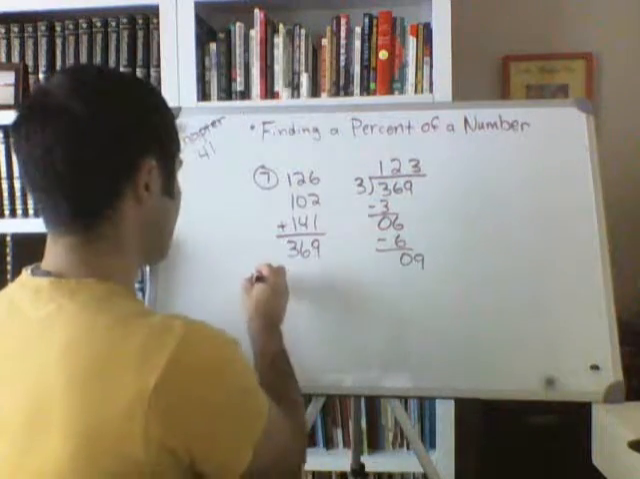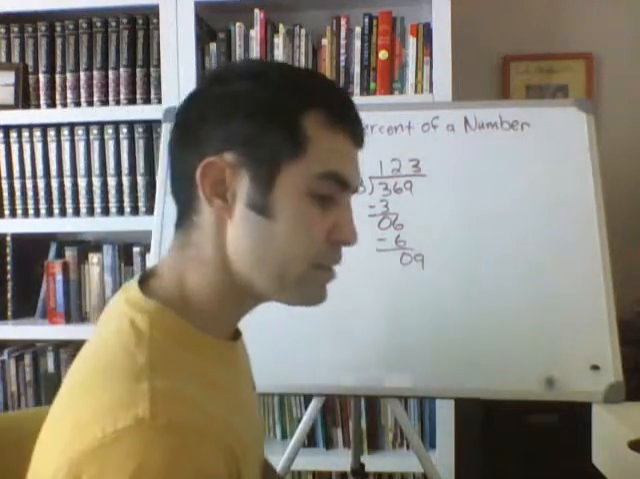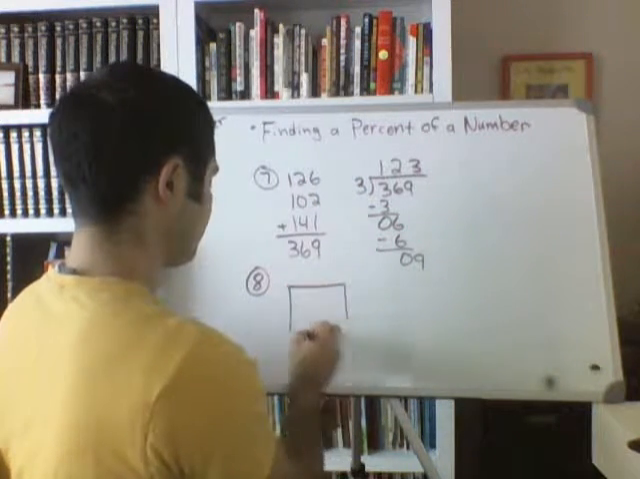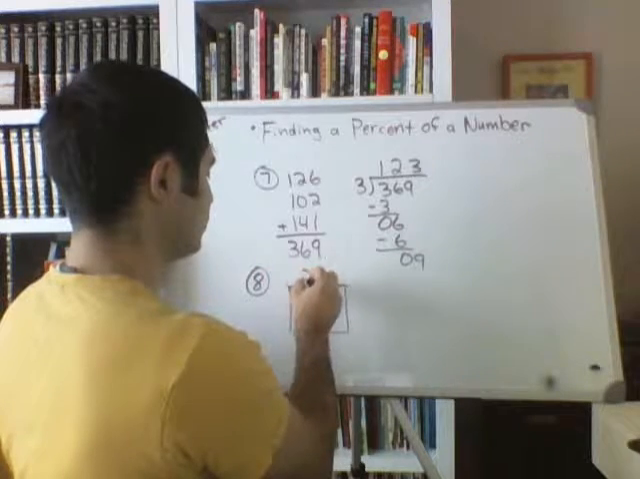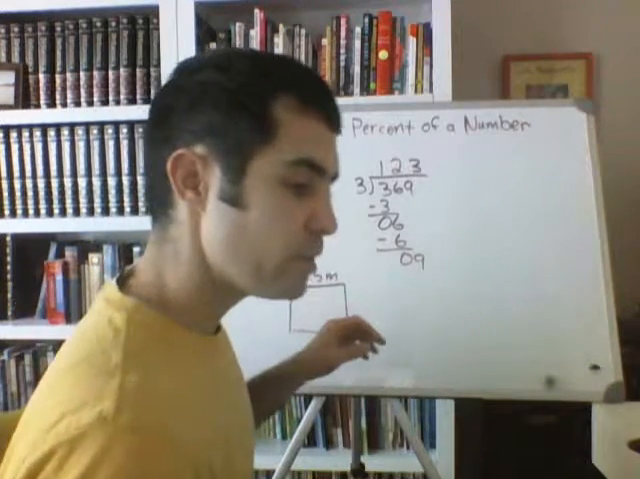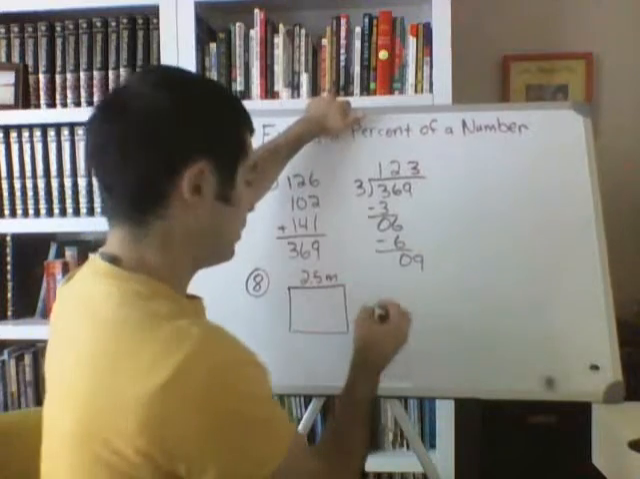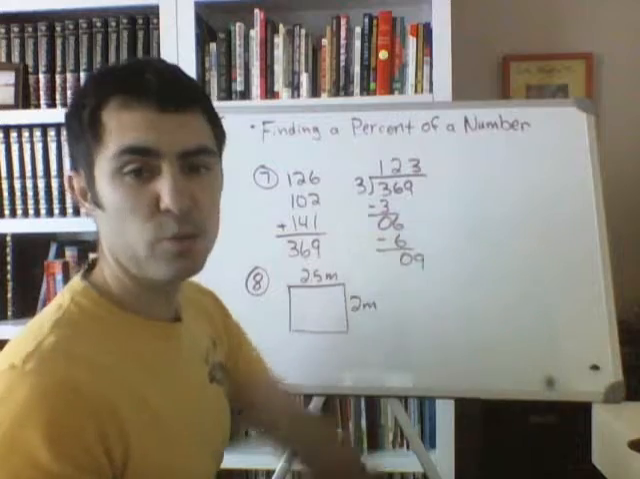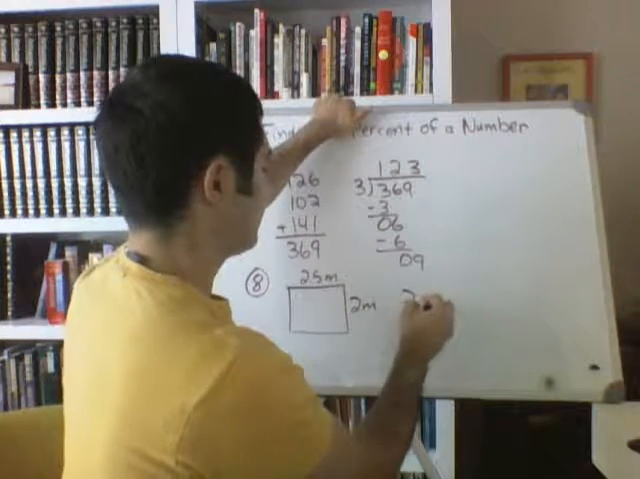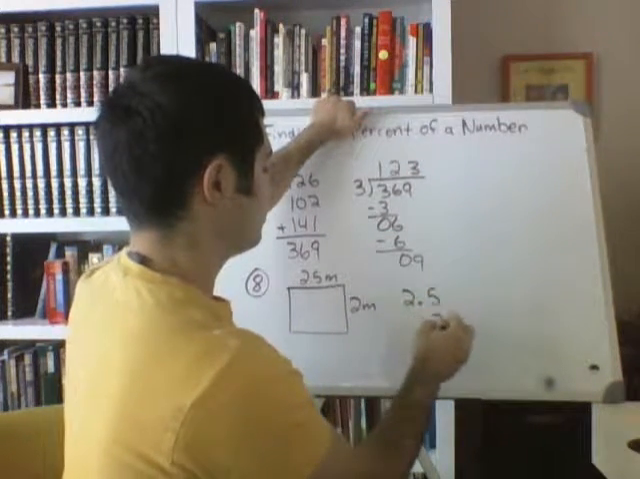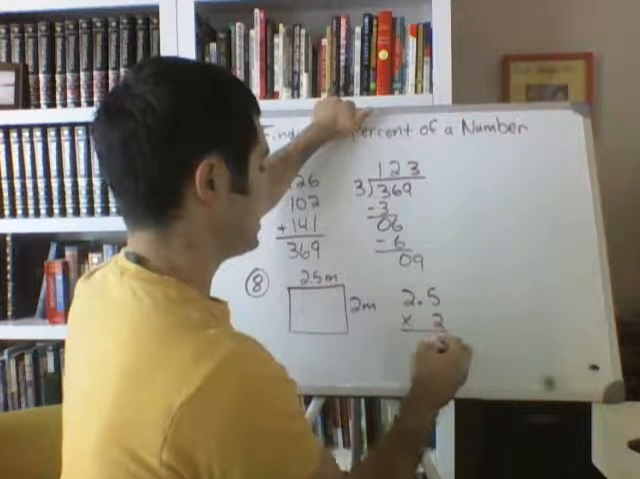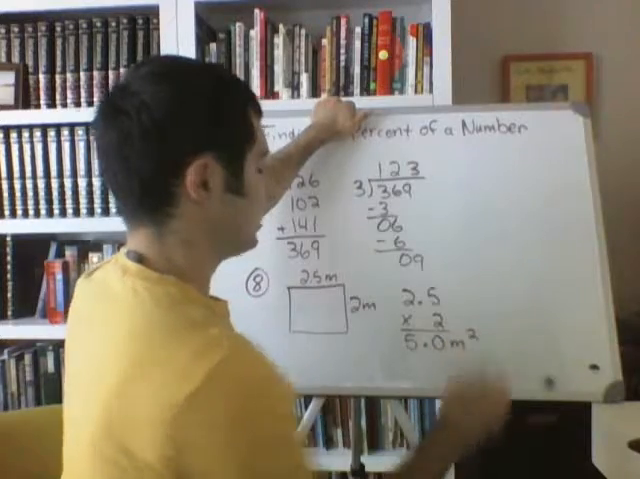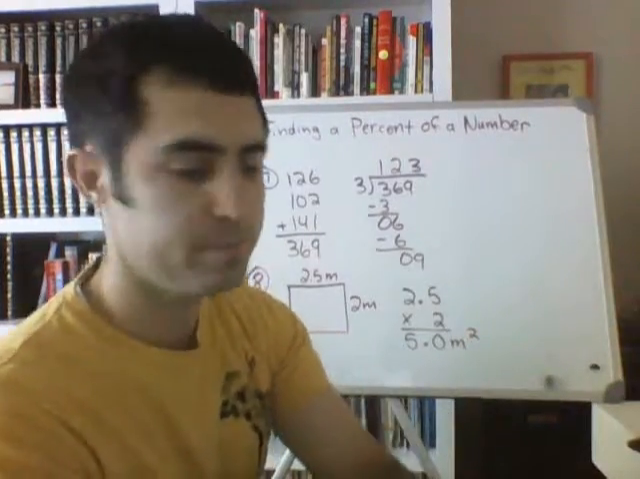Alright, let's do number 8. I like 8. 8 is great. What is the area of this rectangle? You have a rectangle, and you're going to take the length, which is 2.5 meters, if I remember correctly, and the width would be 2 meters. In order to find area, you have to take length times width. Our length is 2.5, our width is 2. Multiply that out, you're going to have 5 meters squared. Okay? Easy stuff.